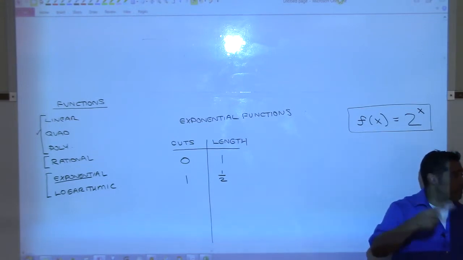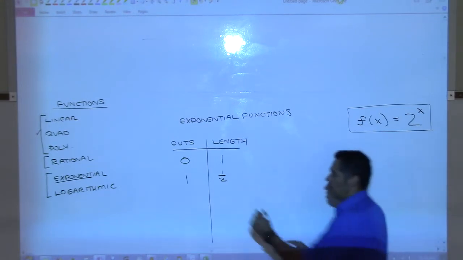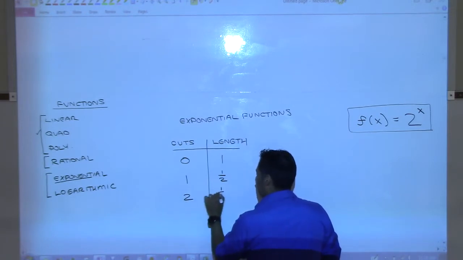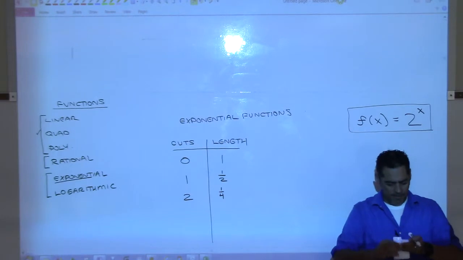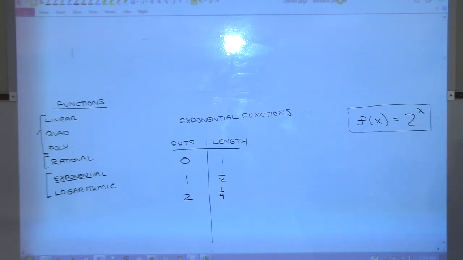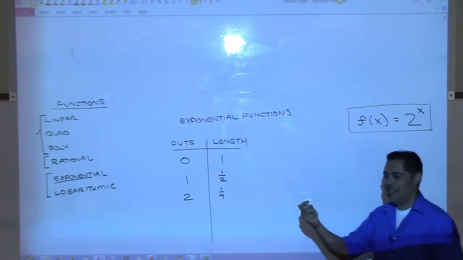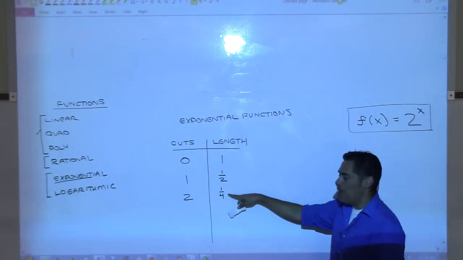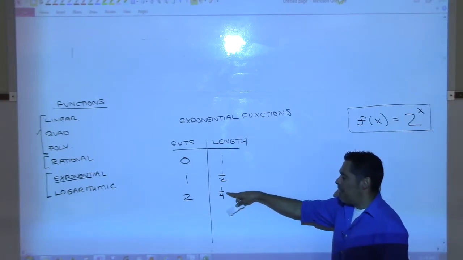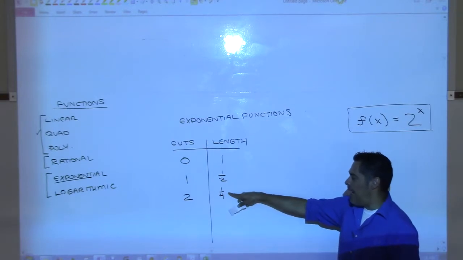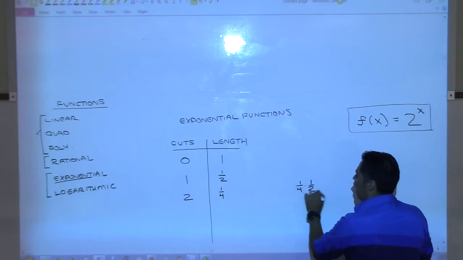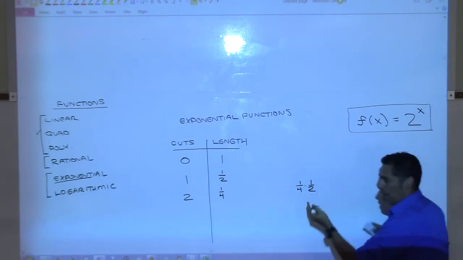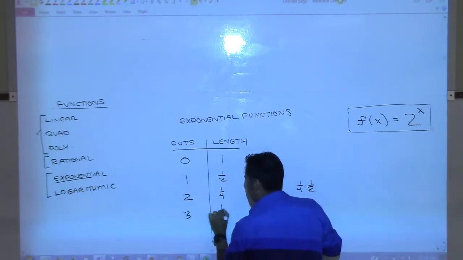1/4, because it's half of that half. So 2 cuts gives me 1/4. And then what happens if I do this again? 1/8, because I'm doing half of the half, right? So I keep on basically taking half of this, which means multiplying it by a half. So if you take 1/4, multiply it by a half, you multiply straight across, you get your 1/8. So 3 cuts gives me 1/8.